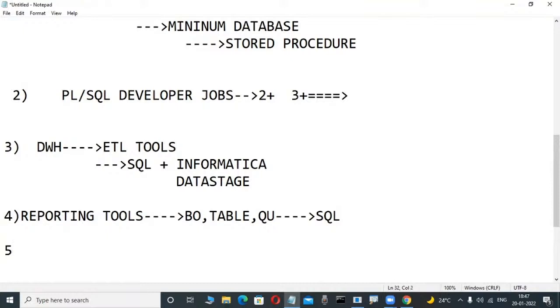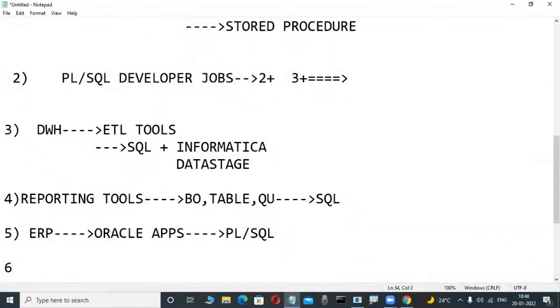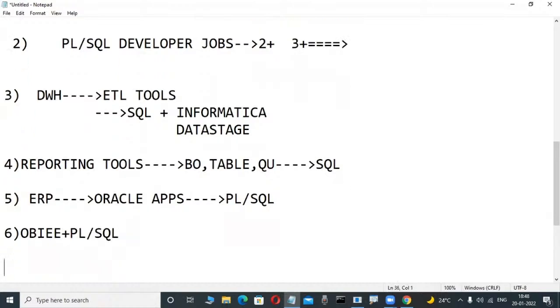Again, some programmers are interested in the ERP side. Oracle Apps is an ERP, same as SAP. Oracle Applications 11i is there. These persons need very good knowledge of PLSQL, so they also learn these courses. Again, OBI programmers are there. OBI is a product, and there are PLSQL jobs with it. Those persons also learn these courses.